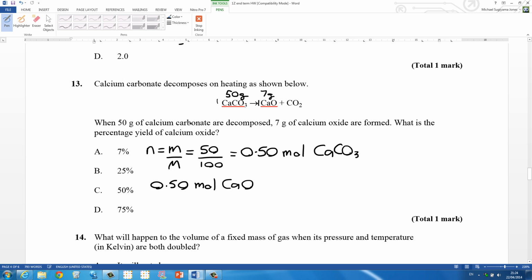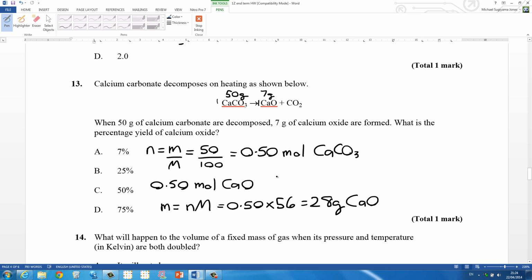Okay, and then you have to go to grams. So we use the equation mass equals number of moles times molar mass. So its number of moles is 0.50, and the molar mass of calcium oxide is 56. So that would give us 28 grams. So that's our theoretical yield there.